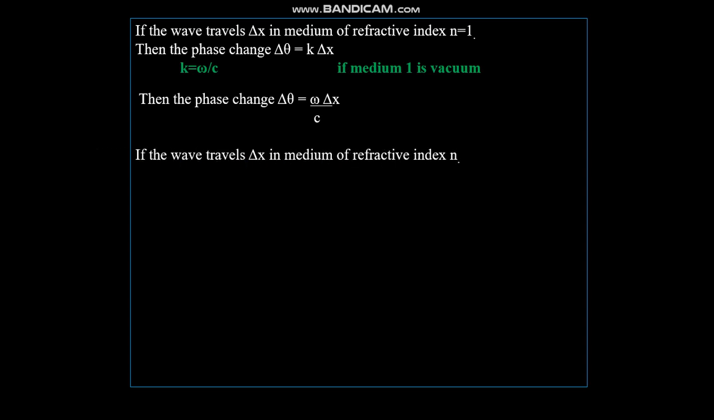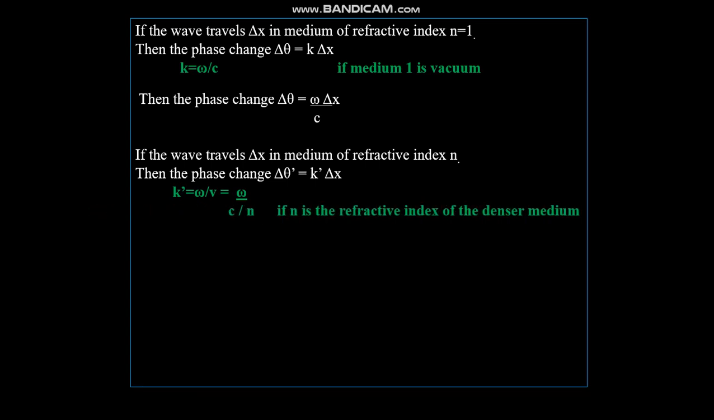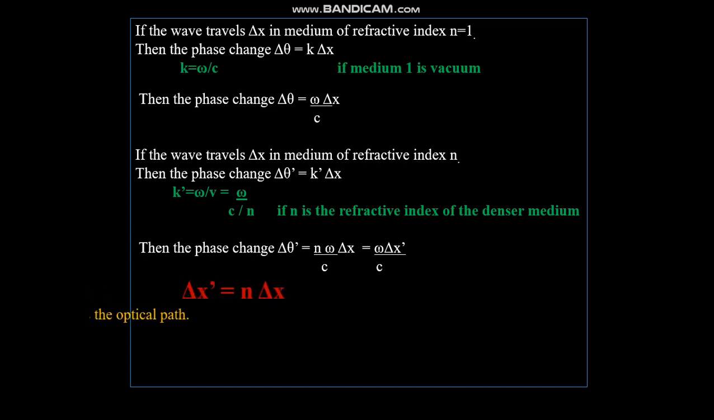If the wave travels delta x in a medium of refractive index n, then the phase change delta theta dash is equal to k dash into delta x. k dash is equal to omega upon v, that is omega upon c upon n, because v is c upon n, where n is the refractive index of the denser medium. Then the phase change delta theta dash is equal to n omega upon c into delta x, that is equal to omega upon c into delta x dash, where delta x dash is equal to n into delta x.